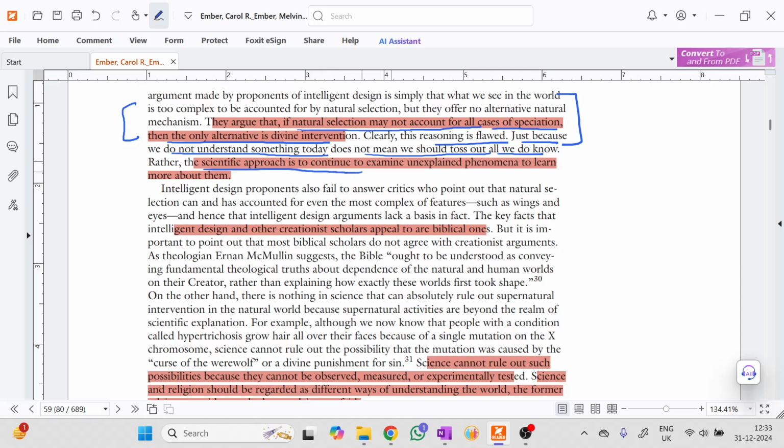The scientific approach is to continue examining the unexplained phenomena to learn more about them. If we don't know anything about something, it's just a matter of time before we will know about it in much greater detail, but still we will have something left which will be addressed, or looked into, by the future generation.